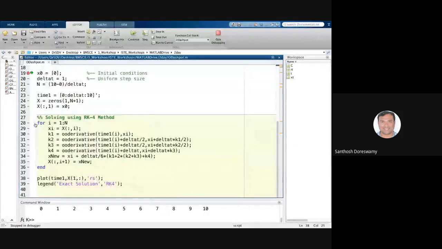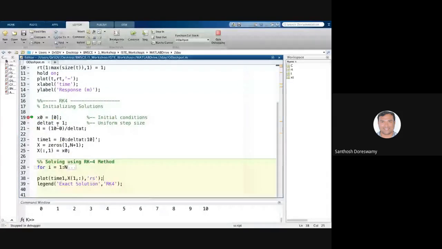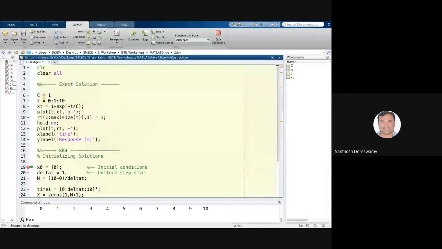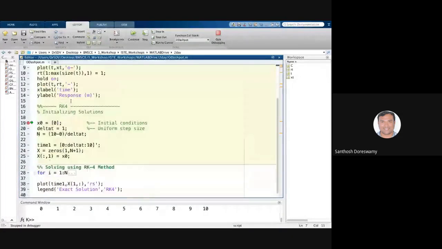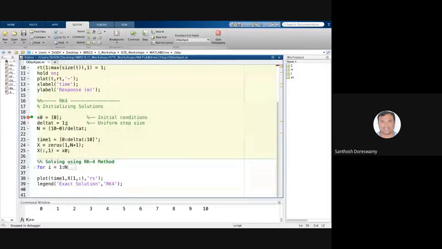Okay, so first I'll start with the initial condition. Now my initial condition, as we have taken for the exact solution, is the displacement of the piston at time t equals 0. Then I will move forward with a time step of 1 second because we are simulating the solution from 0 to 10 seconds, with a uniform time step of 1 second, which is delta t.